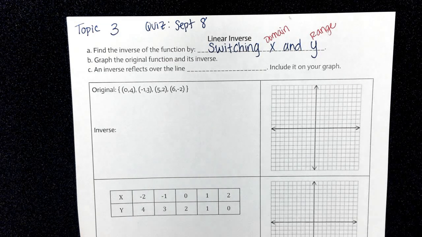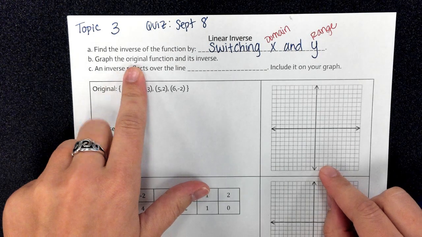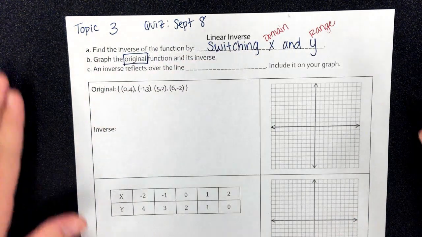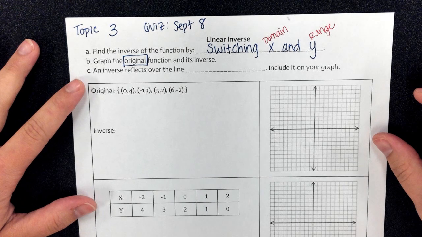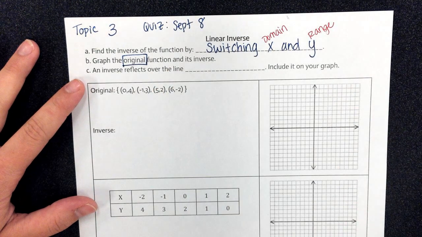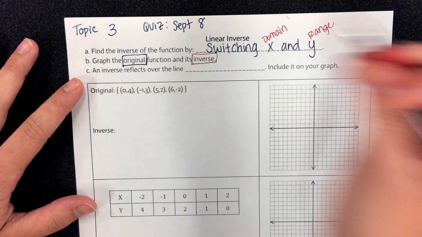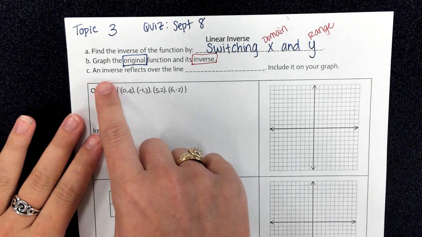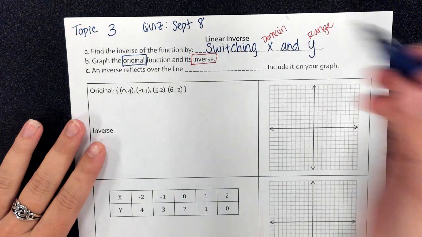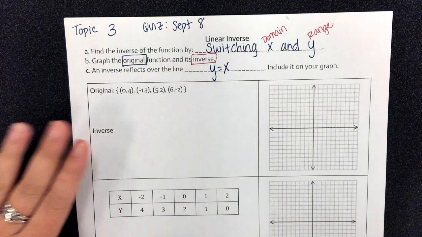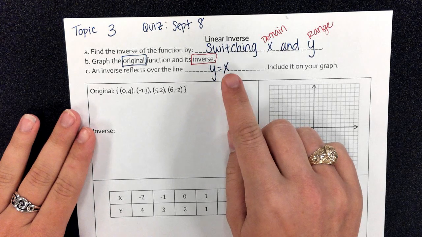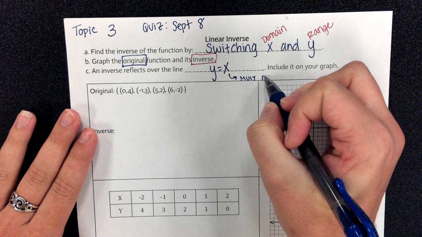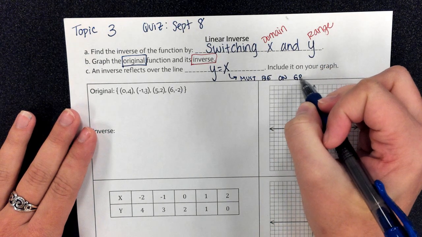Okay? We are going to graph the original function. Take your regular pencil and circle or box the word original, because original is going to be in our regular pencil. And we're going to graph the inverse. Take your colored pencil and box inverse. That way our graphs are colorful and we know what's happening. An inverse reflects over the line y equals x. This line has to be on your graph. So if you need to write that, then write that. Must be on graph. Okay?